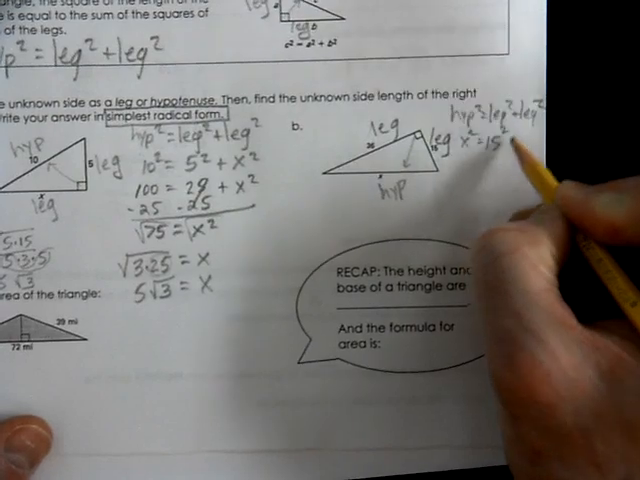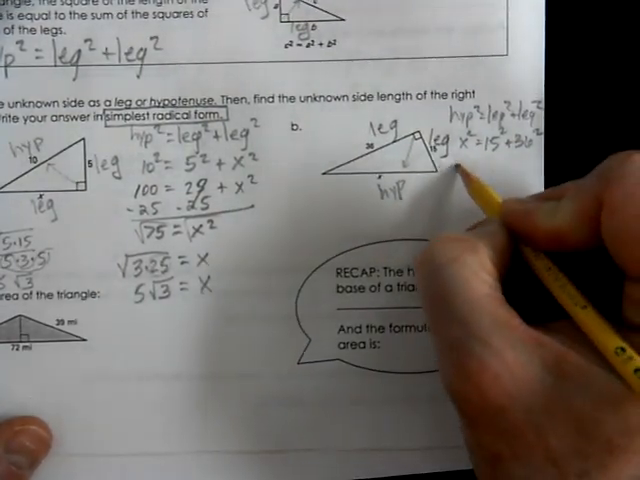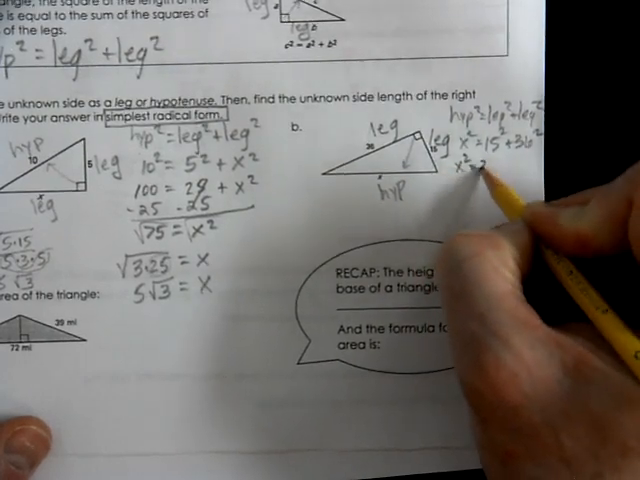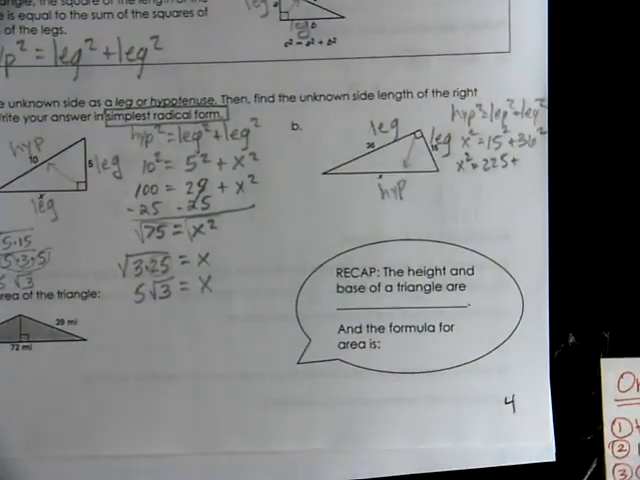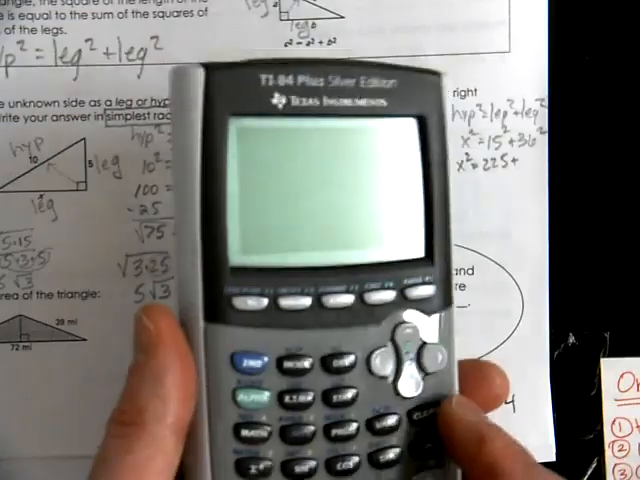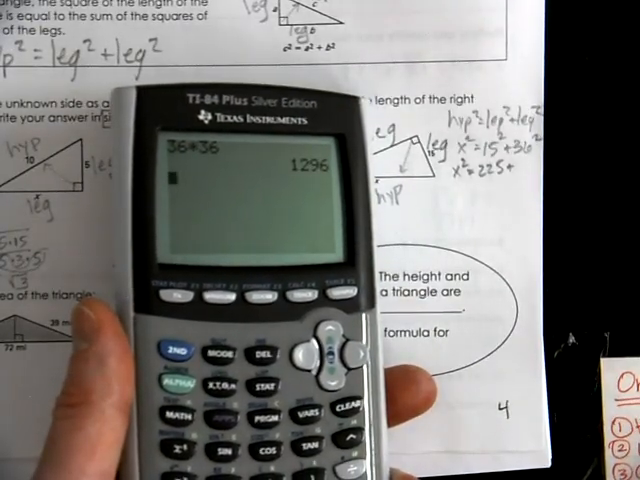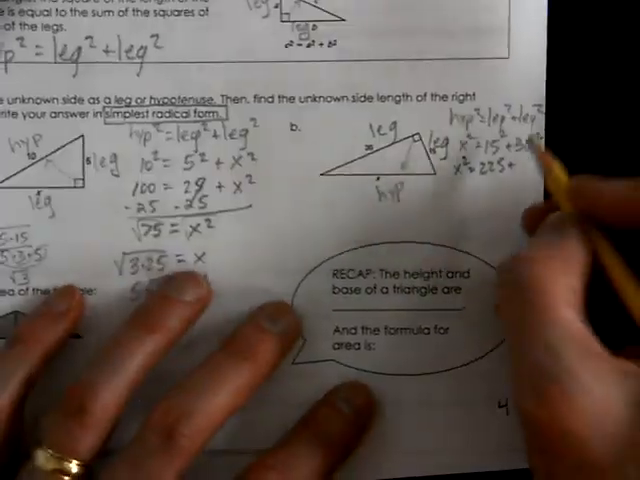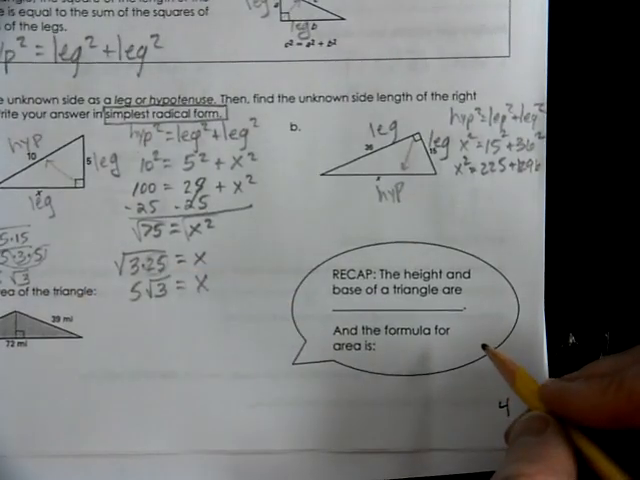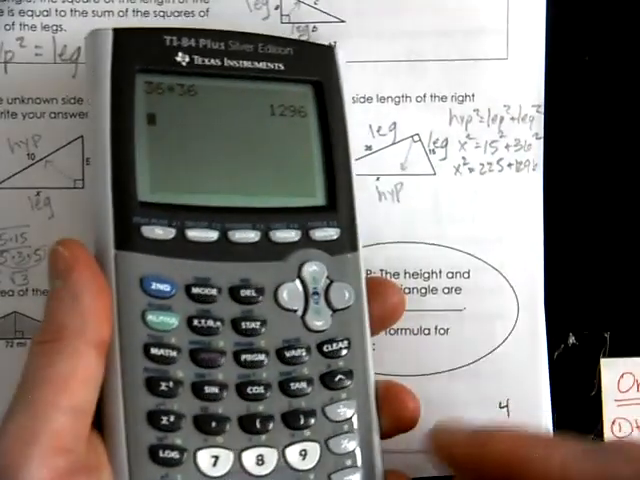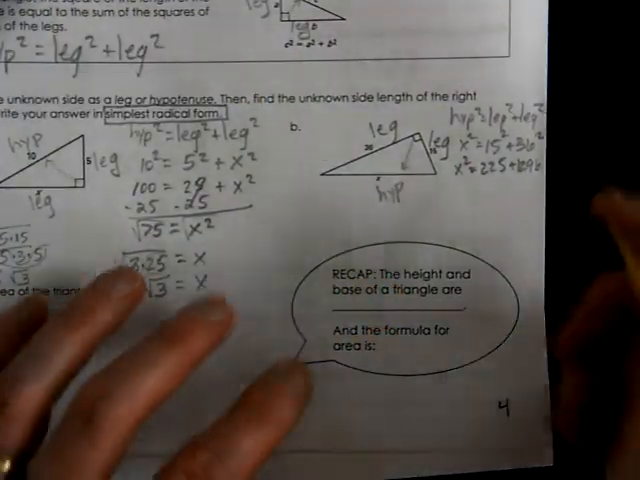Then we have 15 squared and we have 36 squared. 15 squared is 225. 36 times 36 is 1296. When you add those two numbers together, you get 1521.